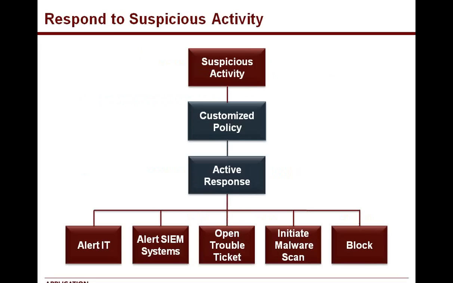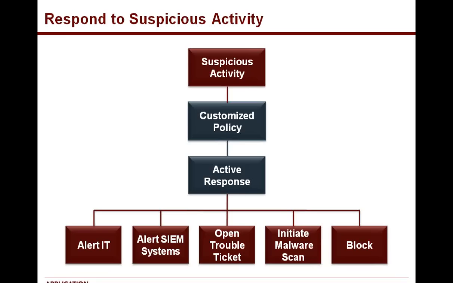The final piece of the process is responding to suspicious activity. So when something happens, how do you quickly respond to that? Through the policies that you set up for monitoring, we can also set up policies on how you respond. We call this active response. For any type of suspicious activity, you can program the system to do a number of things. You can program it to send alerts to IT or other organizations. You can program it to send alerts to, say, your SIEM system.